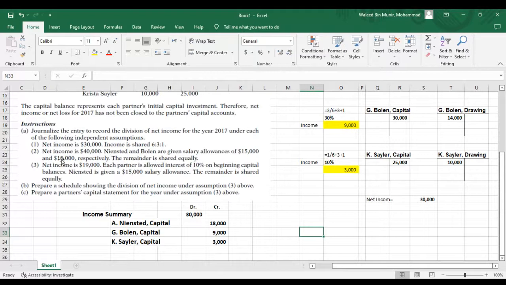Now the next question says, part A, second, net income is 40,000. Just another scenario, another situation, 40,000. Nielsen and Bolan are given a salary allowance of 15,000 and 10,000. The remainder is shared equally. Okay. Now you have a different scenario in the next question.